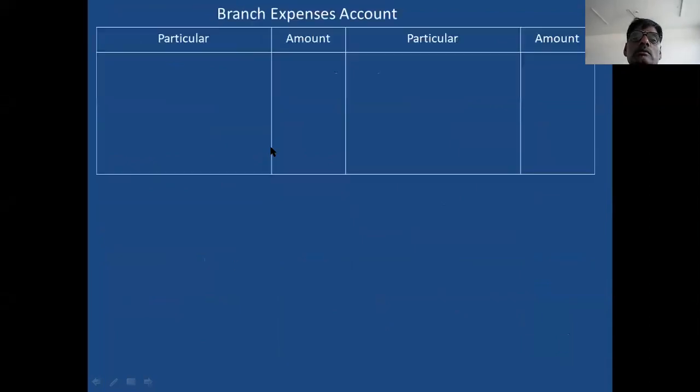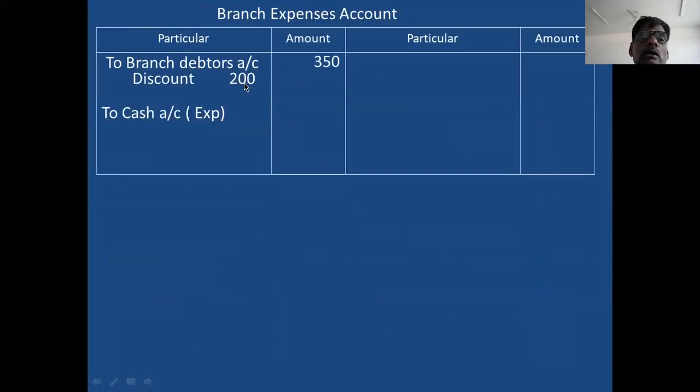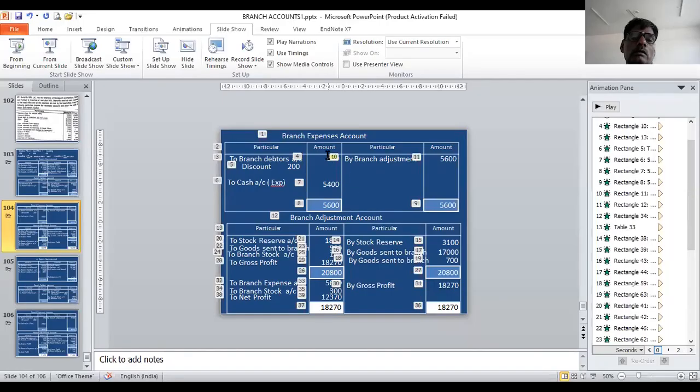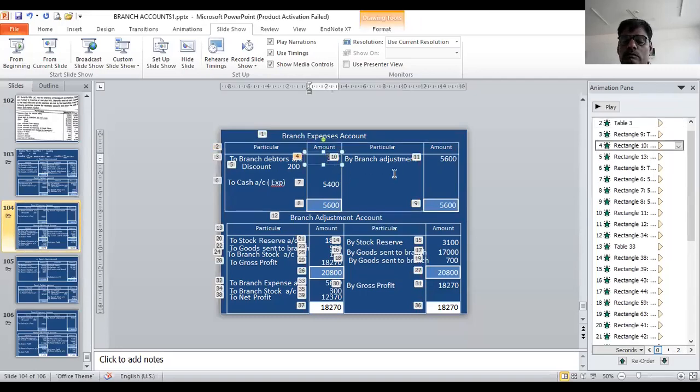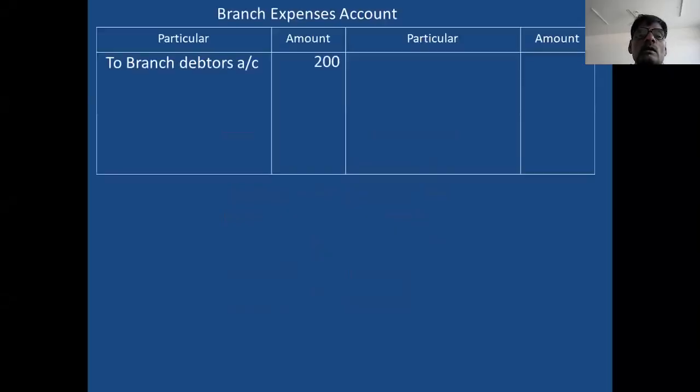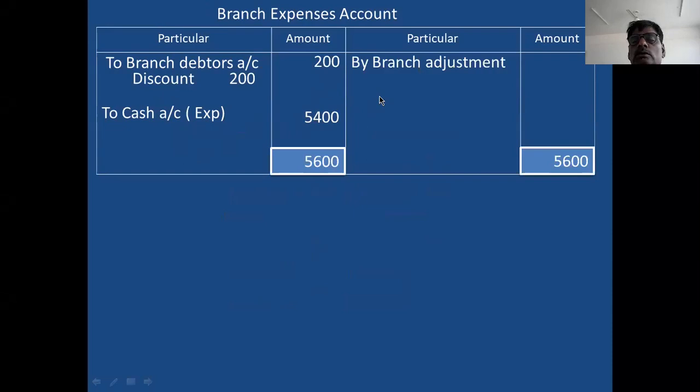And in the expense account, branch debtors 350, only discount is there, sorry. Debtors account 200, cash account 5400, expense directly given. Direct expense, total 5600 goes to adjustment account.